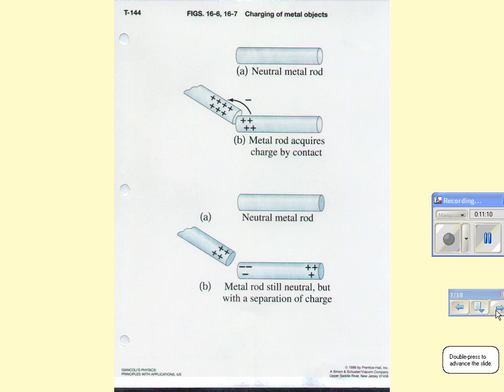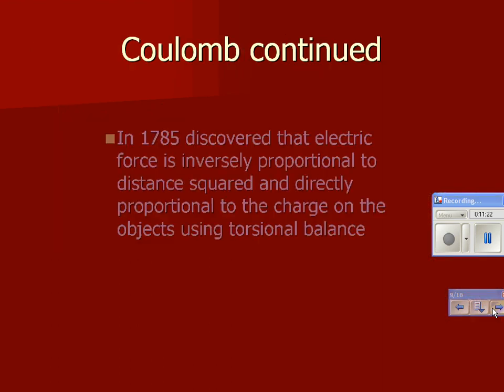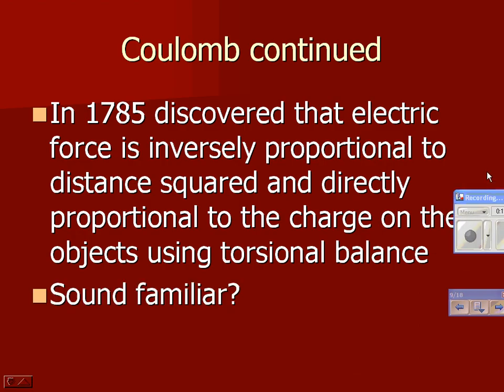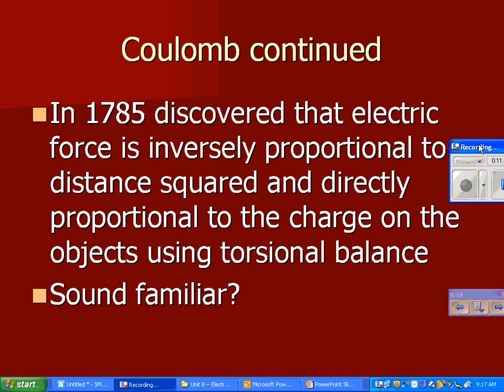Let's talk about this guy, Charles Augustin Coulomb. He was a French physicist. He studied electricity very extensively, and he came up with some amazing discoveries in the 1700s. The first thing he discovered was that the electric force between two charged objects is inversely proportional to the distance squared between them, and it's directly proportional to the charge on the objects. Again, what does that sound like? Gravity. And it is very, very similar to gravity.